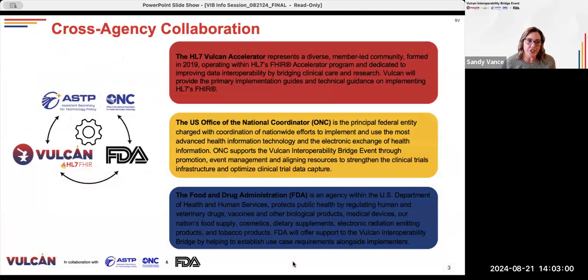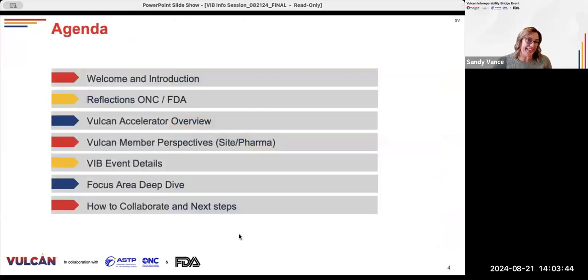We are excited to share with you this cross-agency collaboration. We're going to talk you through a number of things that are going to happen in preparation for the Vulcan Interoperability Bridge event and how you can engage to drive clinical research infrastructure forward. As I said, we've got a number of different agencies involved, including the Vulcan HL7 Accelerator, who will be contributing multiple implementation guides. The ASTP, formerly known as ONC, is contributing in-kind resources to help drive this forward, and the FDA will be contributing to several of our use cases.